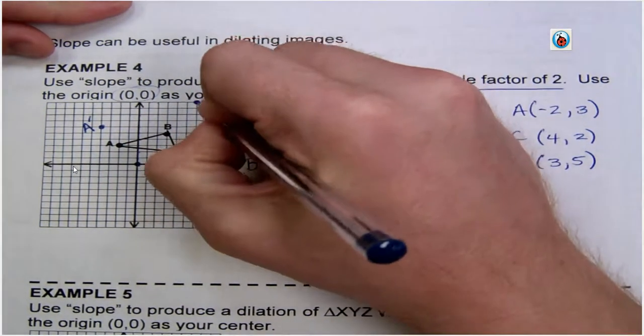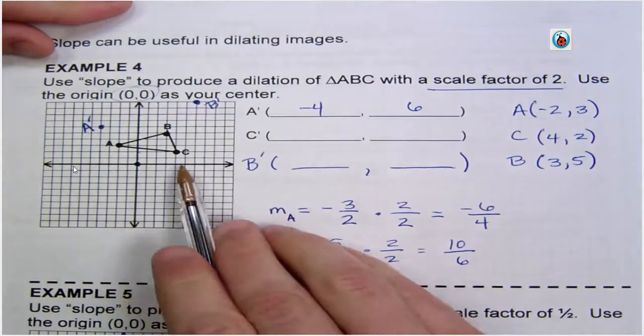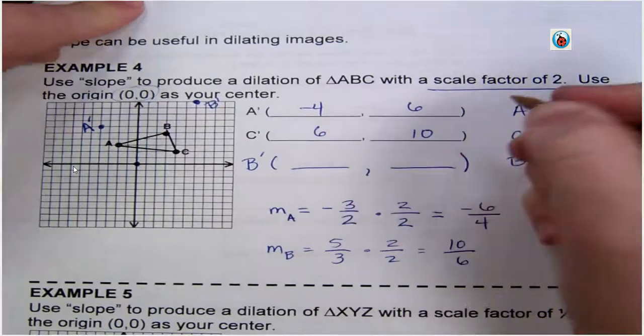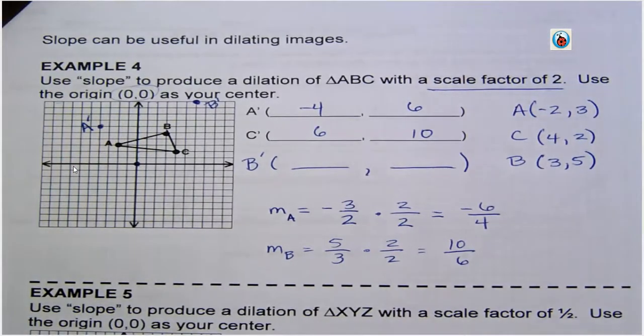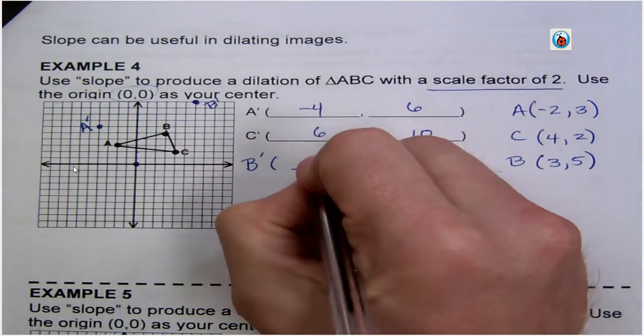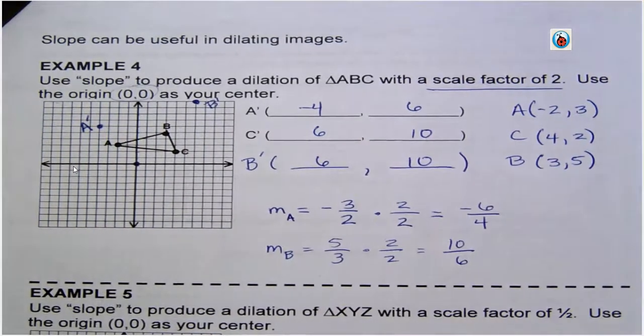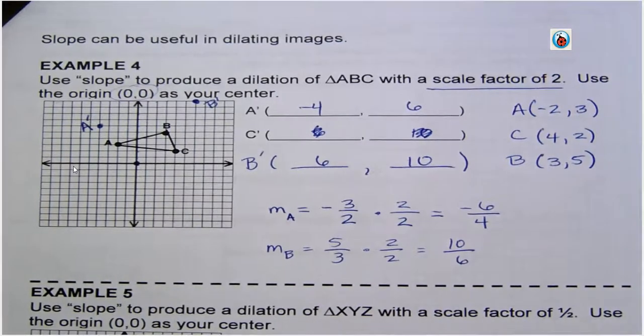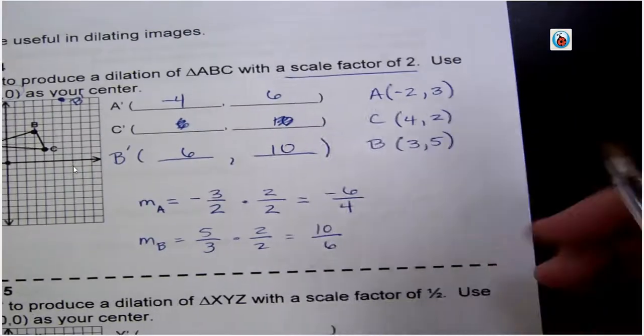Alright, so right there would be B prime, and the coordinates of that would be 6, 10. I wrote that in the C spot, so change that to the B spot. Alright, so now we're going to go do C.